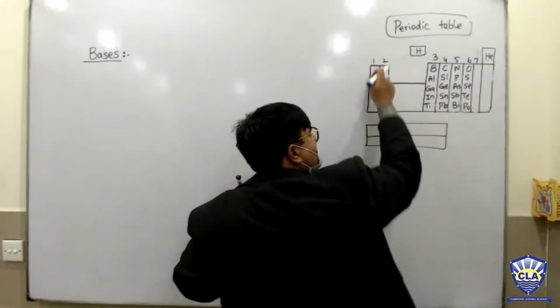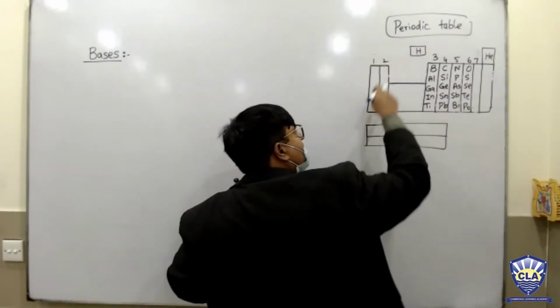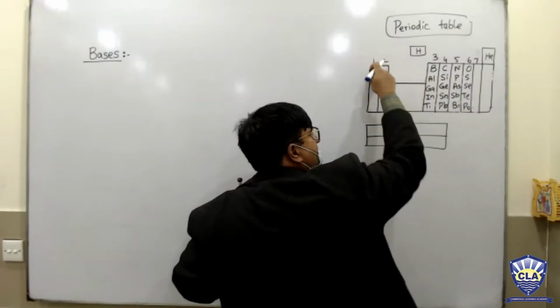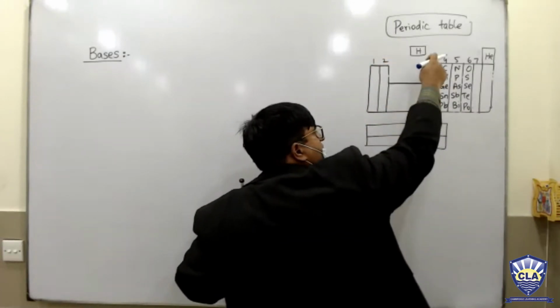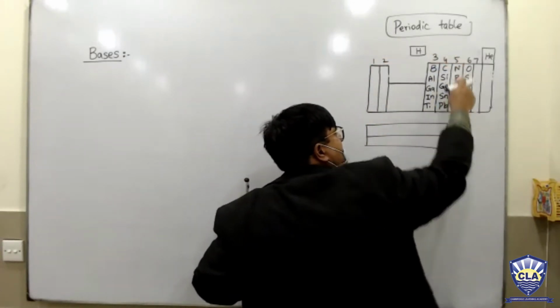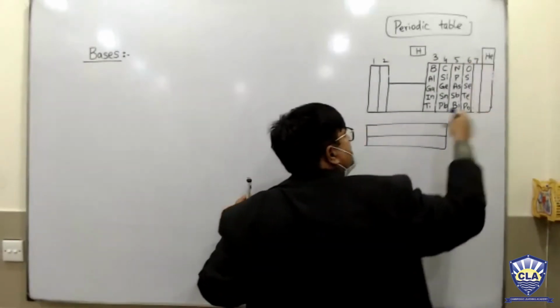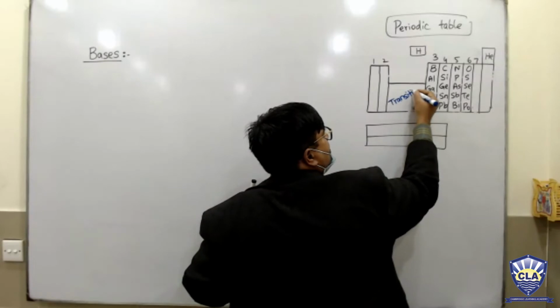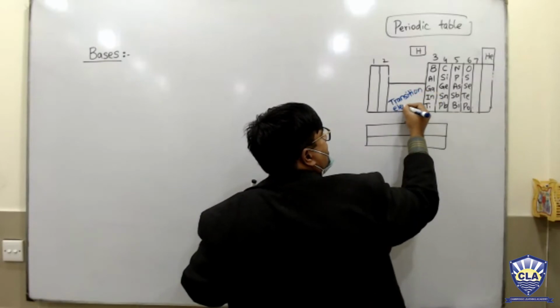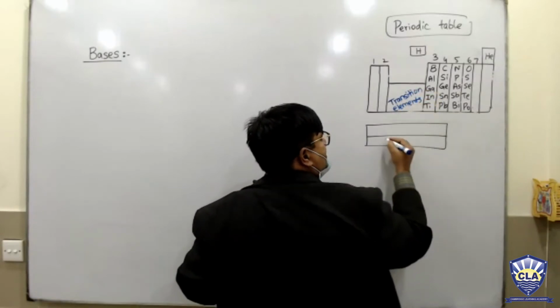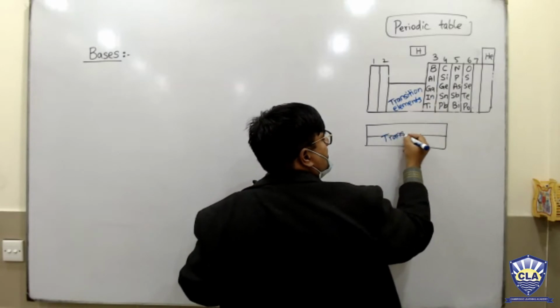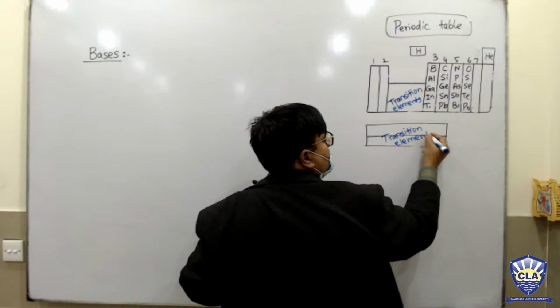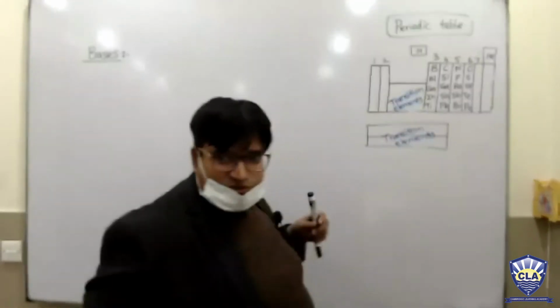First of all, these vertical columns are called as the groups. This is group 1, this is 2, this is 3, this is 4, this is 5, 6, 7, 8. These things are called as the transition elements. And these are also the transition elements. Okay. Now what should you do?